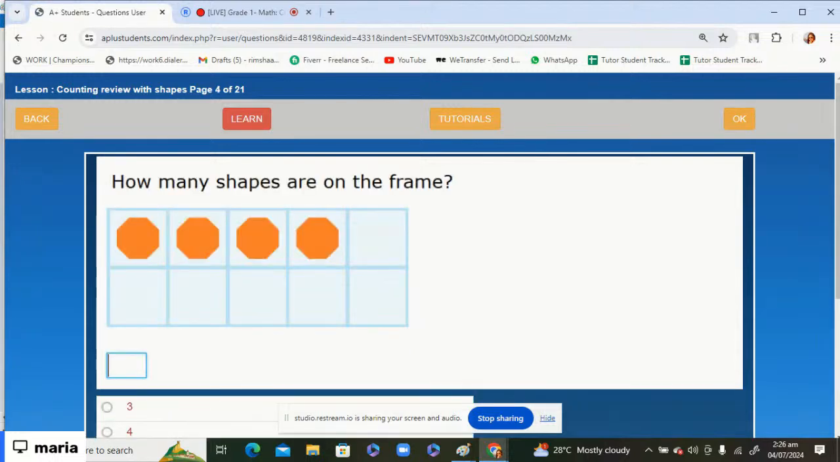How many dots are on the frame? How many shapes are on the frame? Let's just check how many total shapes there are. Let's count it. One, two, three, and four. How many total? It's four.